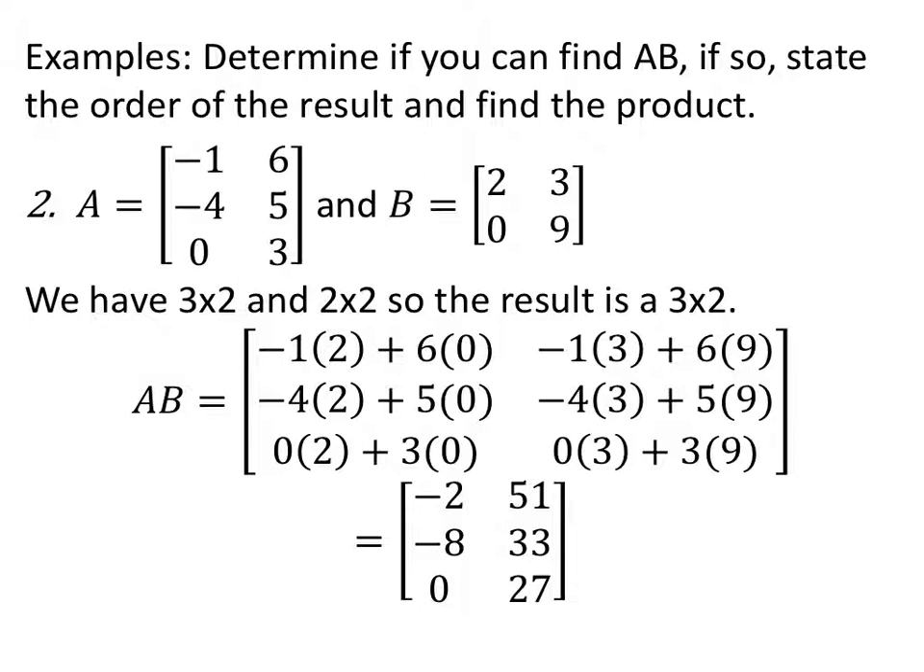Alright, for some reason I decided not to use colors here, so let's go to a highlighter. Determine if you can find AB. If so, state the order of the result and find the product. So A is 3 by 2 and B is 2 by 2. Notice the 2's in the middle match up, and the result on the outside will be 3 by 2.